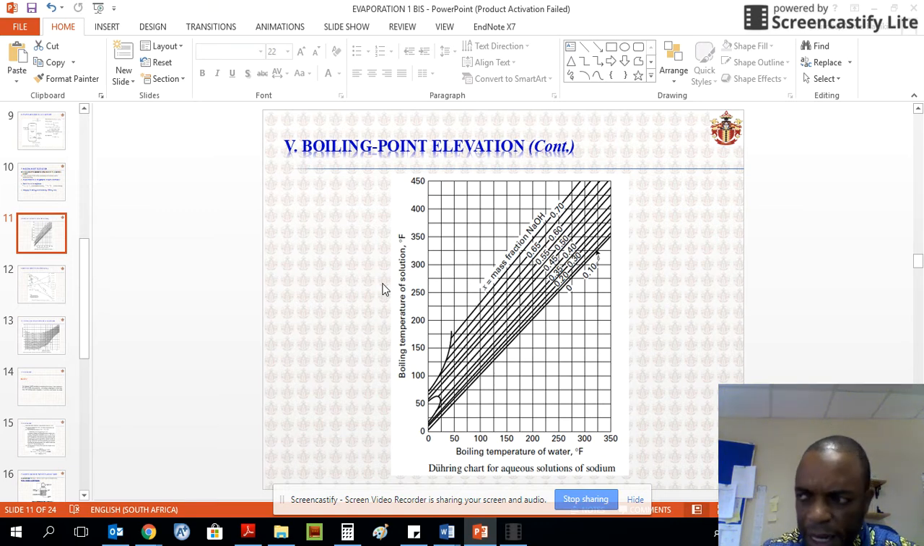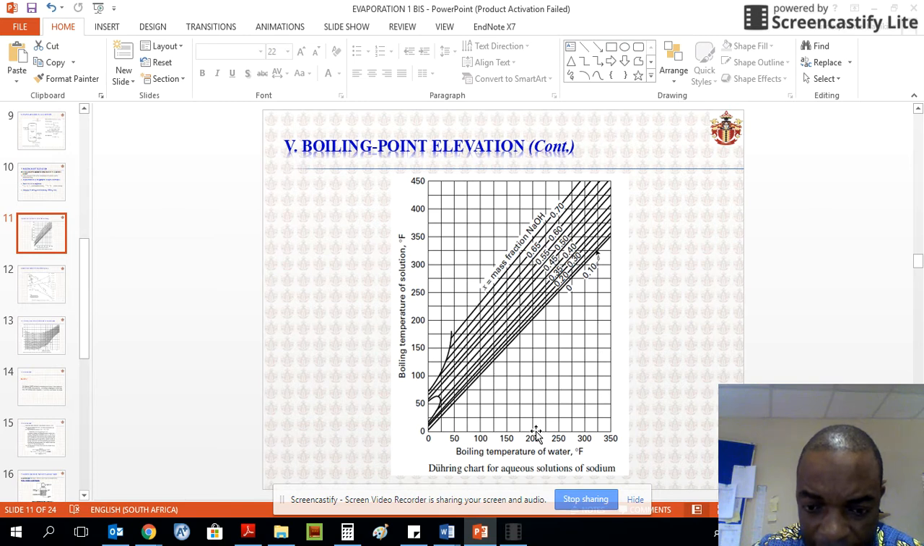For example, you are working at atmospheric pressure, 100 kPa, and you are working with 40 mass percent of sodium hydroxide in water. How do you determine the boiling point of the mixture? Now, you check first of all with your steam table at atmospheric pressure, water boils, pure water would boil at 100 degrees Celsius, which is around 212 degrees Fahrenheit.